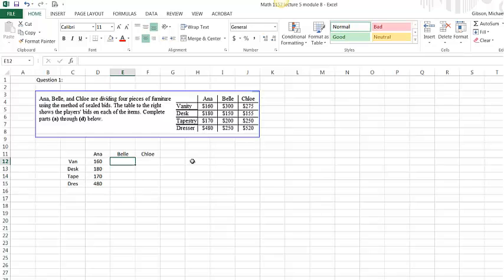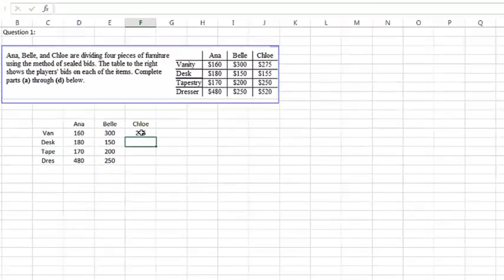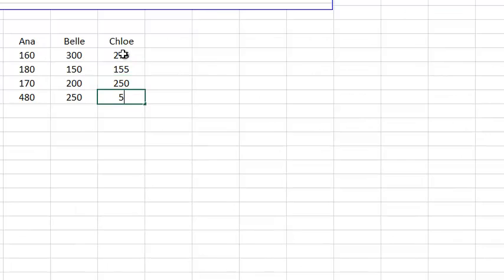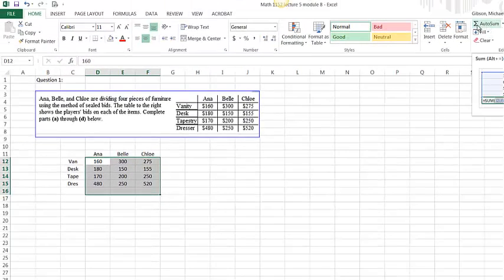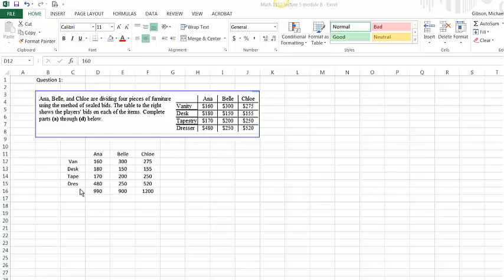Alright, there's Anna's items. There's Belle's items. Chloe's items. Alright, and we need to total them all up. So if I highlight them all and then highlight the next row below, come up here and hit the sum button, bingo, I get the totals. Alright, so that's the total.